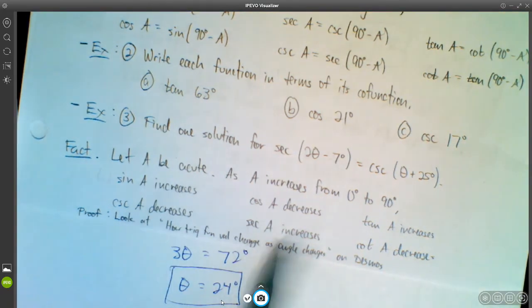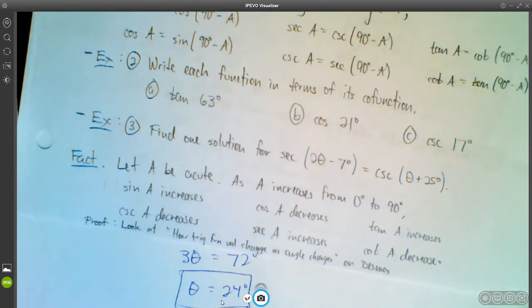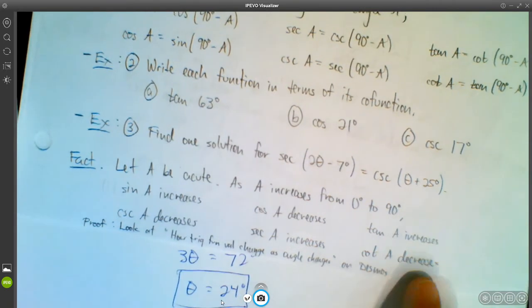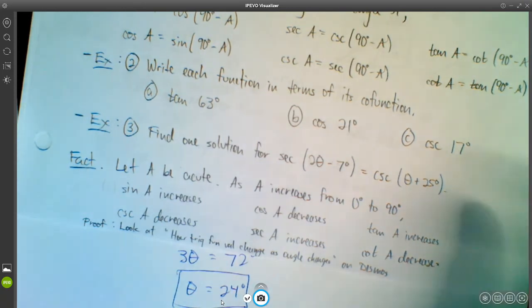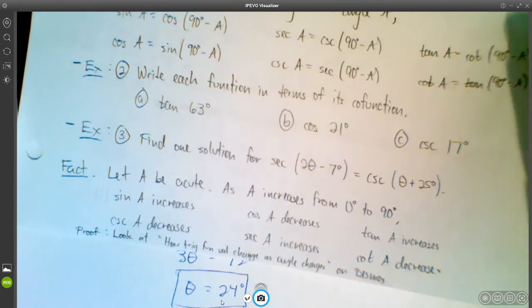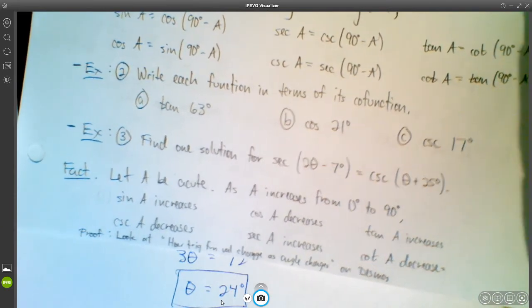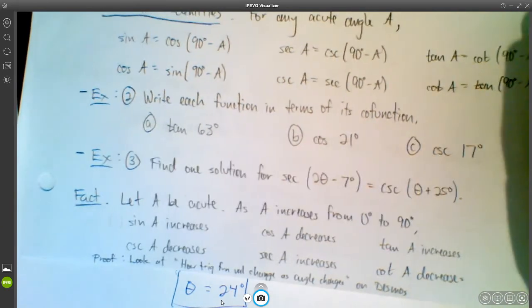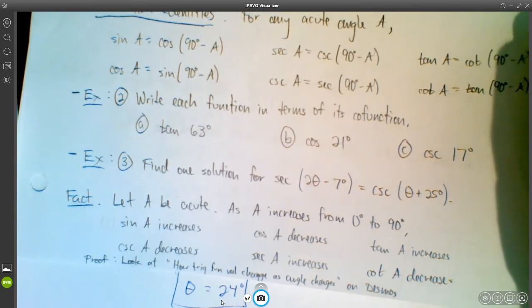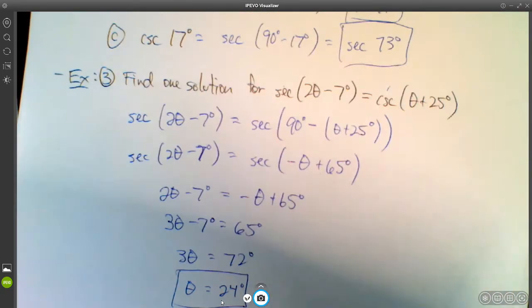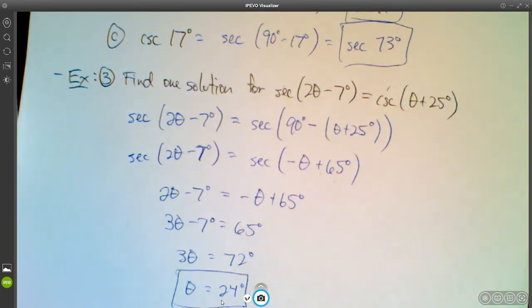The other three just come from the fact that they're reciprocals of the first three, right? So anyway, these are useful facts to have memorized. As theta increases, sine increases. As theta increases, cosine decreases. So as theta increases, sine increases, cosine decreases, tangent increases, right? So those are all important things to know. Let me give you an example of working with this.